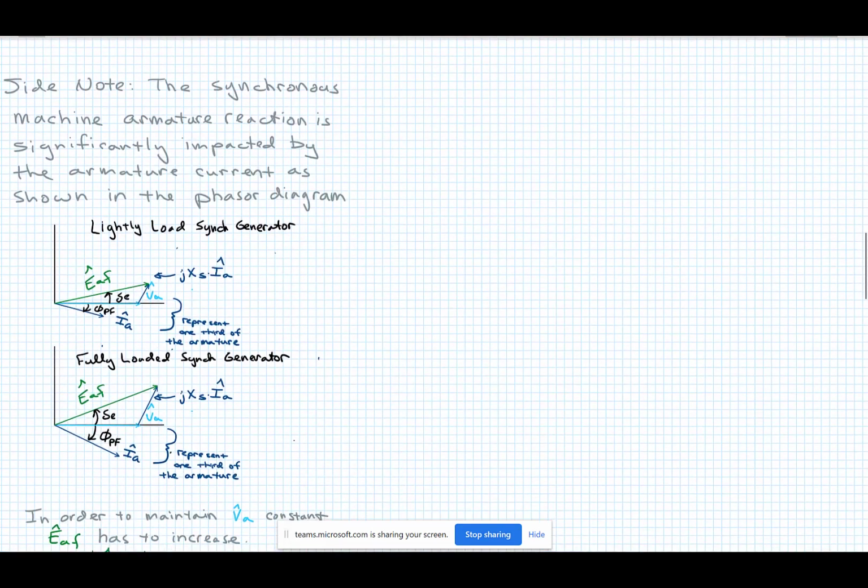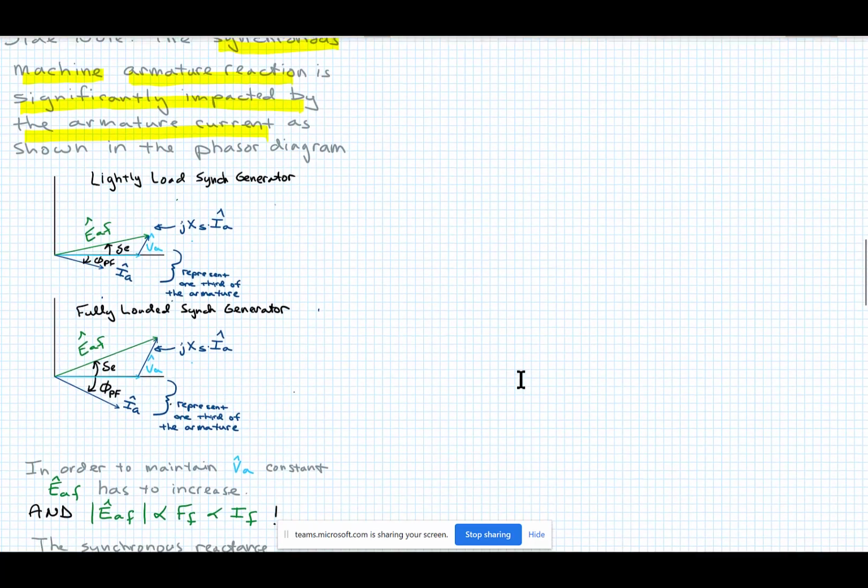Okay, now here's just a side note on armature reaction, because you may hear this. It's in the textbook. It talks about it in chapter 7. What does armature reaction really mean? Let's go back to the synchronous machine for a moment. The synchronous machine, so we're talking about that right now, it has an armature reaction, but it is very significantly impacted by the armature current. And you can understand this by looking at the phasor diagrams.